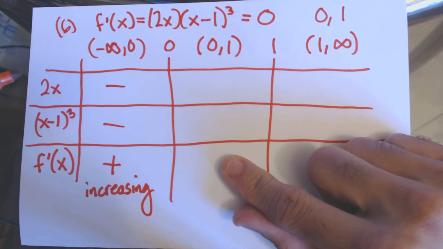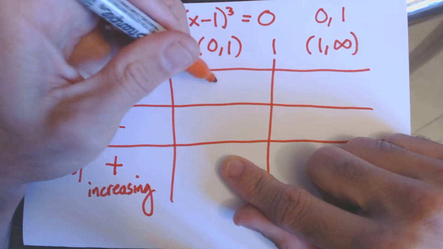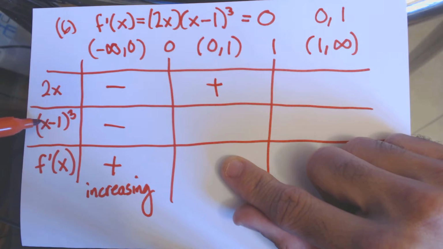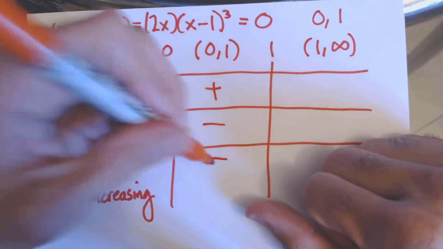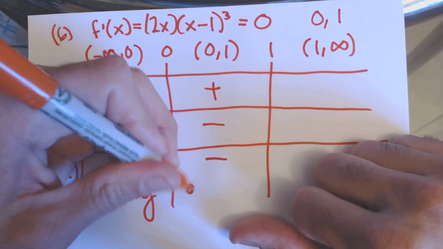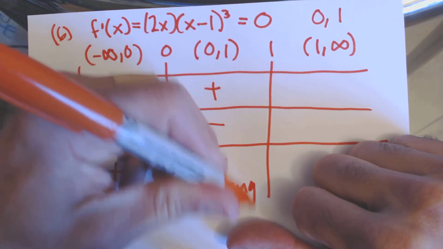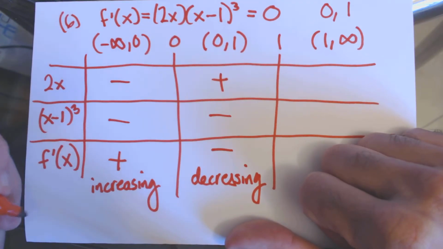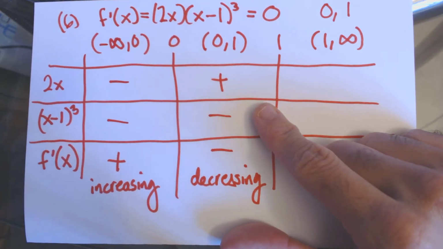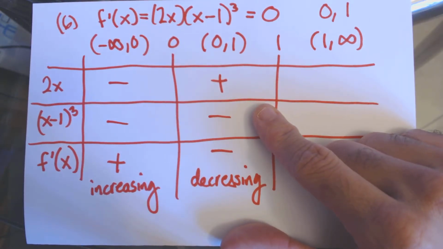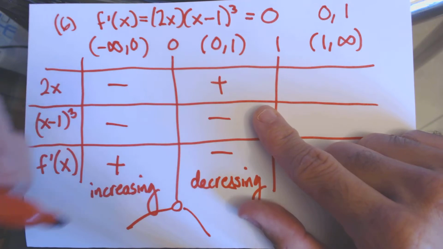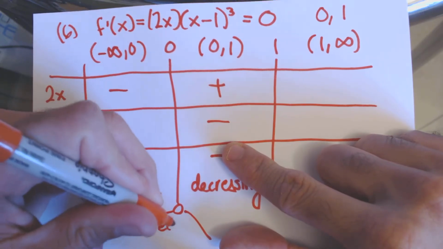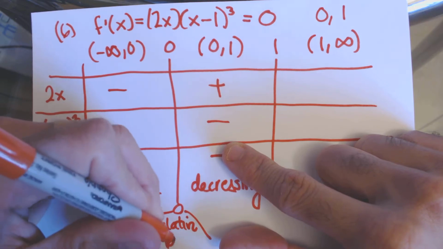Alright, then let's look at the interval between 0 and 1. Let's plug in 0.5. 0.5 times 2 is going to give us a positive value. 0.5 minus 1 is going to give us a negative value. So positive times a negative will give us a negative value for the derivative, which means that the function is decreasing. And that means that 0 is going to be a relative maxima, because to the left of it, the function is increasing, and once you get to 0, it starts to decrease. So 0 is going to be a relative maxima.